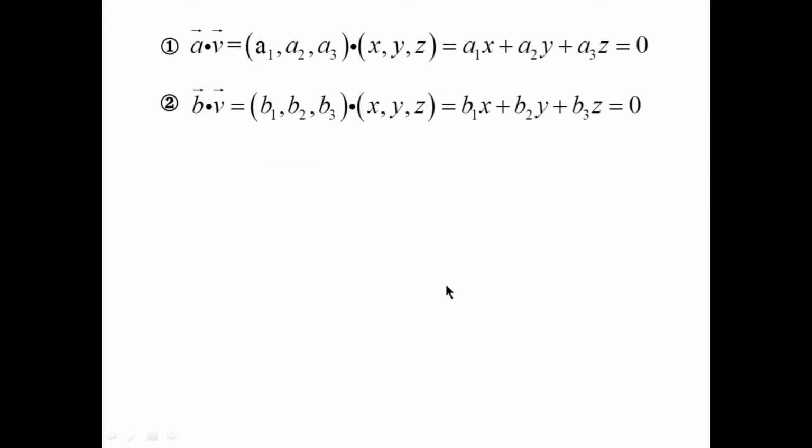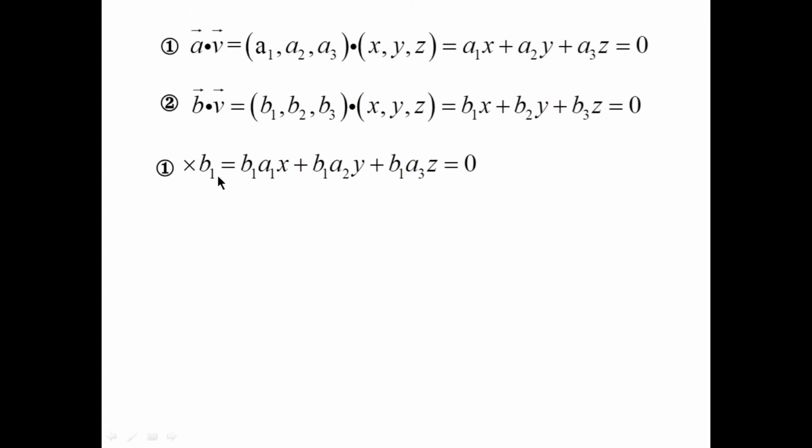Now, we're going to perform the operation of elimination here on our two equations. You could eliminate X, or you could eliminate Y, or you could eliminate Z. I'll start by eliminating X. To do that, I have to make this term match this term. So equation 1 needs to be multiplied through by B1, and equation 2 needs to be multiplied through by A1. And then this term will be A1B1X, and this one will be A1B1X.